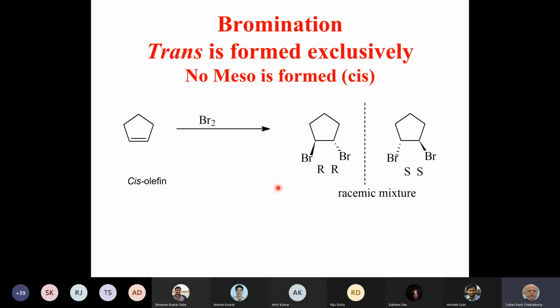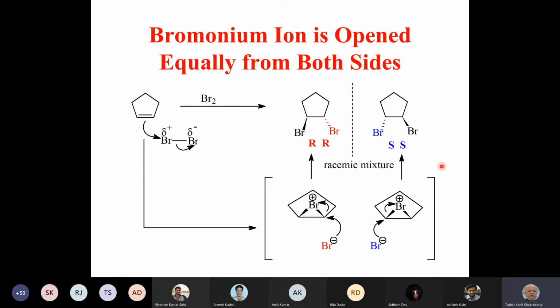You can also have a cyclic olefin, like cyclopentene, for example. Again, you have bromine adding in the trans fashion, so you can get either RR on this molecule or SS. Since you get equal amounts of both, it will be a racemic mixture. Again, the same mechanism: you form a bromonium species, and if bromide attacks this center, you get the RR isomer. If bromide attacks the other center, you get the SS isomer, and they are formed in equal amounts.